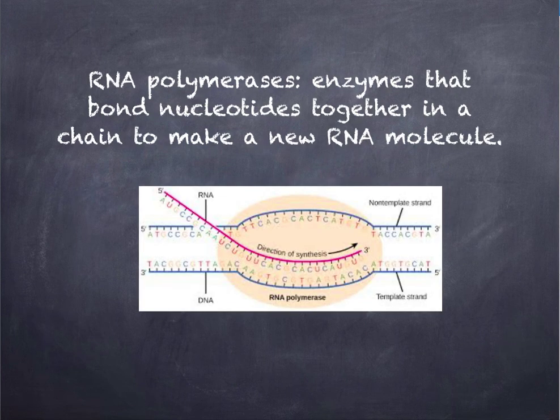RNA polymerase is similar to DNA polymerase. It is an enzyme that bonds nucleotides together in a chain to make a new RNA molecule. So the same thing as the DNA polymerase, it is basically putting the puzzle pieces together in order to create a whole strand of RNA.